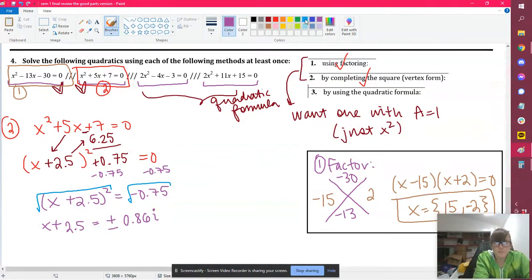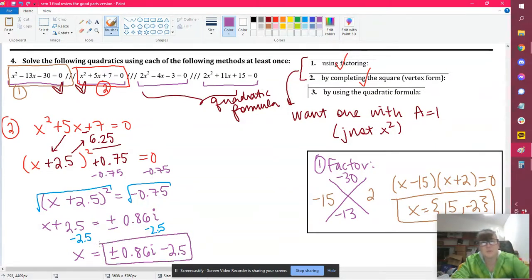And then to get x alone, I subtract 2.5. Now I only have x. And I've got plus or minus 0.86i minus 2.5. I didn't simplify this because I'm not allowed to. Right? The i's and the numbers can't combine, so there's no reason to break it up into a plus and a minus. This is just the answer. Great. We'll box that one over here.